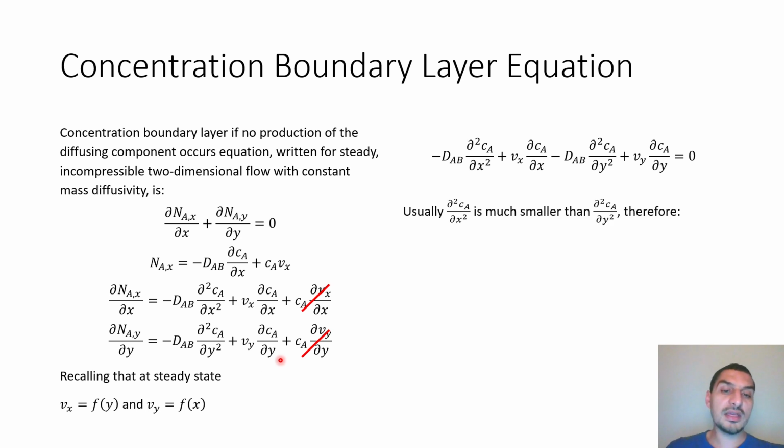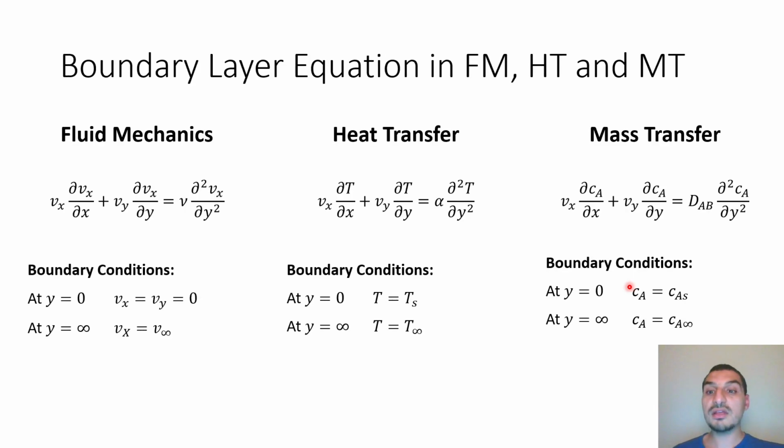And again, from fluid mechanics or from mass transfer, we know that the concentration is changing in the y direction. So the change of concentration in x, or the second derivative of concentration in the x direction, is much smaller than the change of concentration in the y direction, or the second derivative of it. So we can ignore this term, and this is the form of the equation that we want. Just to make the long story short, this is the form of the equation that describes the concentration boundary layer.